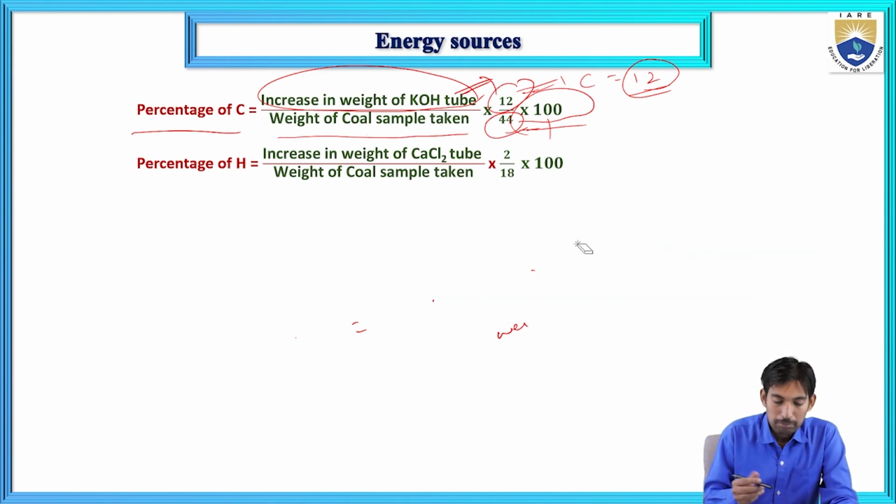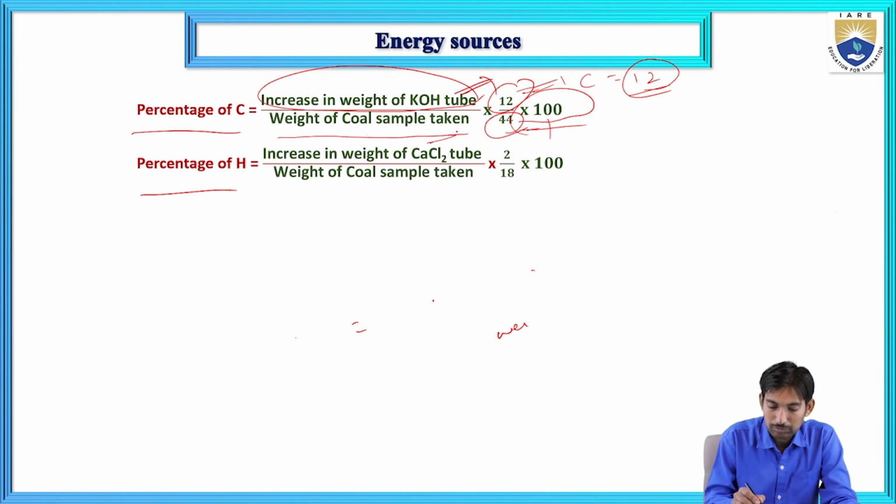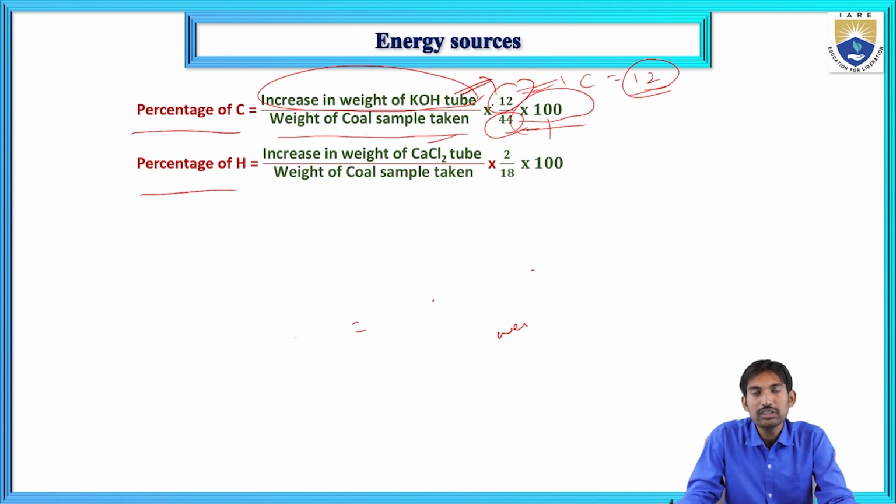The next formula is the percentage of hydrogen. How can you get the percentage of hydrogen? See, the increase in weight of the calcium chloride tube. The released water is sent into the calcium chloride tube, hence the calcium chloride weight increases.